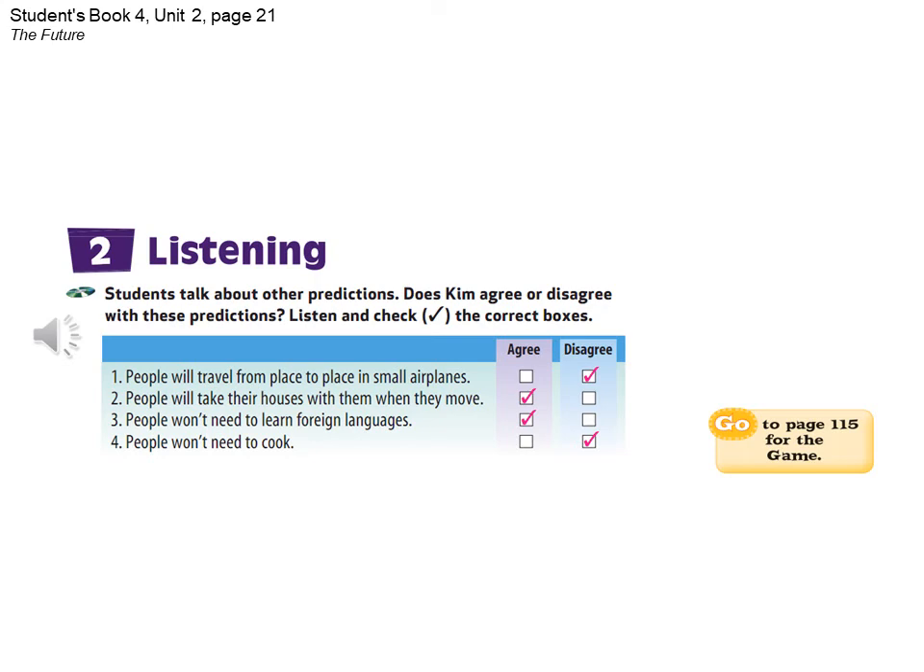2. Hey, listen to this prediction. It says that when people move from place to place in the future, they'll take their houses with them. You know, I think that will probably happen. Houses will be different in the future and easy to move. We won't have to pack when we move anymore. That will be great.